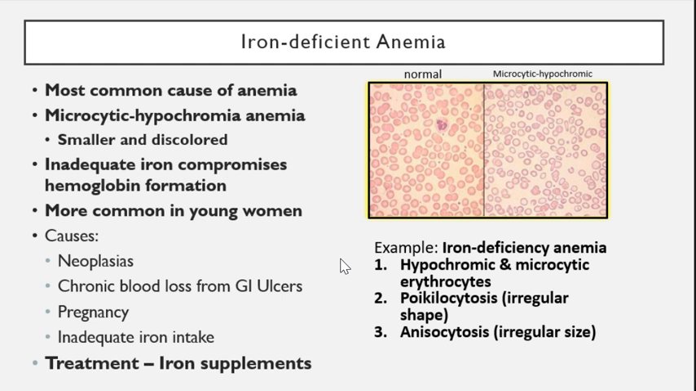Now, what's causing that iron problem can be numerous. Neoplasia, inadequate iron intake. Vegetarians can run into this because they're not eating any meat, and there's a lot of really good iron in meat. But then also pregnancy, where all the iron's getting shuttled to the baby instead of the mother. And then chronic blood loss from GI ulcers. This is where you're bleeding so much into your stomach, it's then digesting.